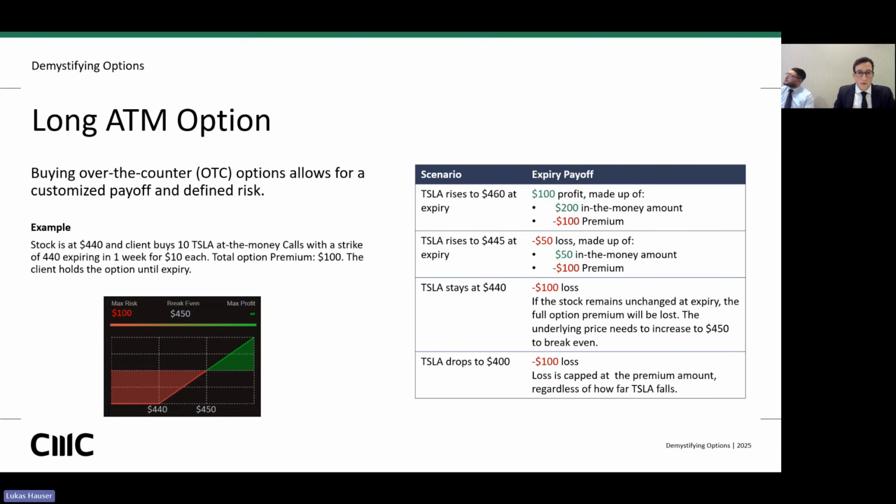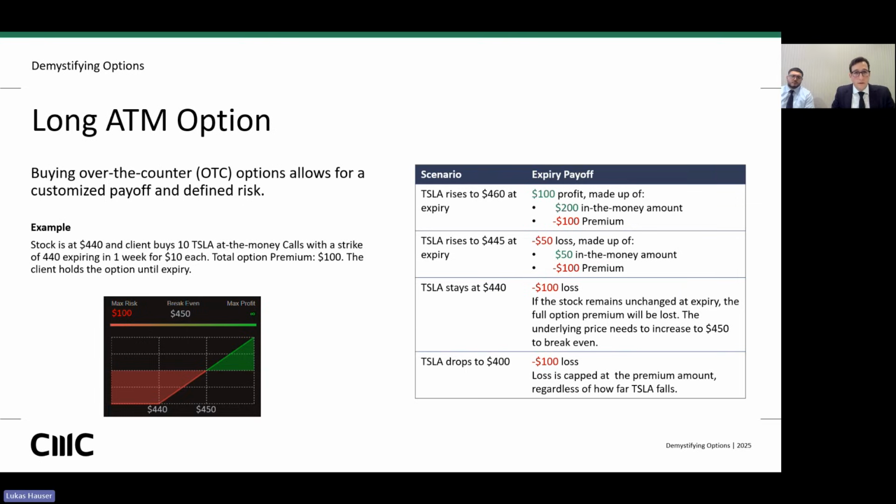If the Tesla stock stays just around here at 440, then the maximum loss would be $100 that we will need to pay because the premium is still charged. But if the price of the stock drops way, way lower, all the way to 400 in this example, we will still not pay more than $100. So this is now an at the money option.